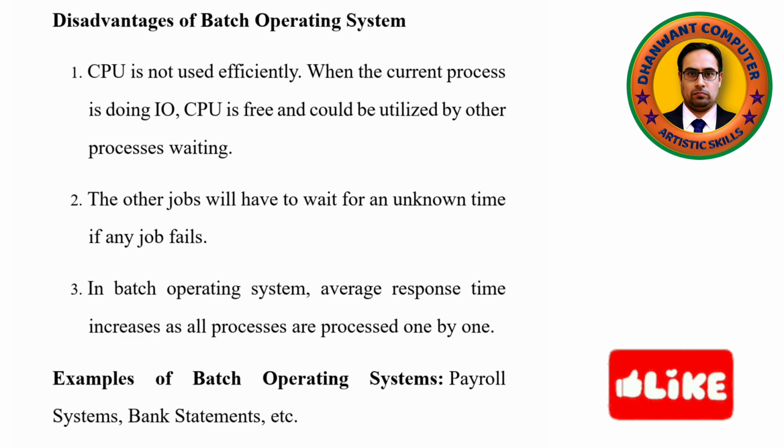Disadvantages of batch operating system. 1. CPU is not used efficiently. When the current process is doing I/O, CPU is free and could be utilized by other processes waiting. 2. The other jobs will have to wait for an unknown time if any job fails. 3. In batch operating system, average response time increases as all processes are processed one by one. Examples of batch operating systems: payroll systems, bank statements, etc.